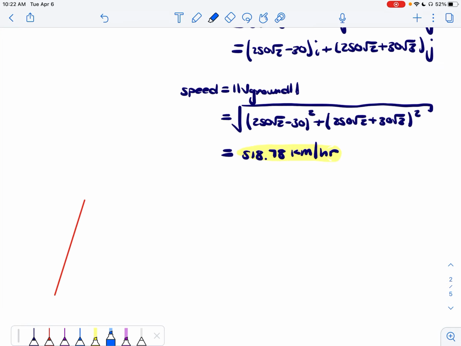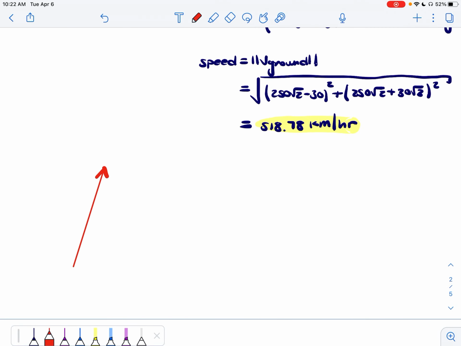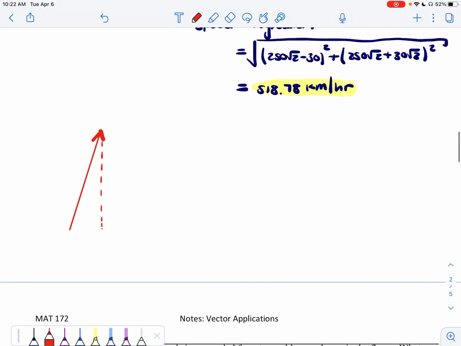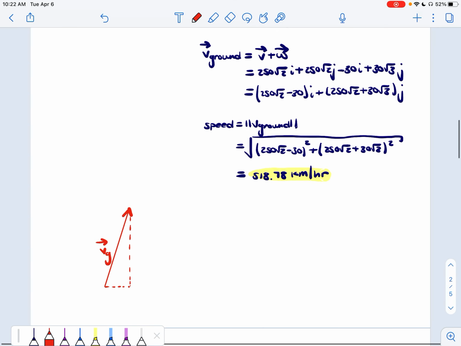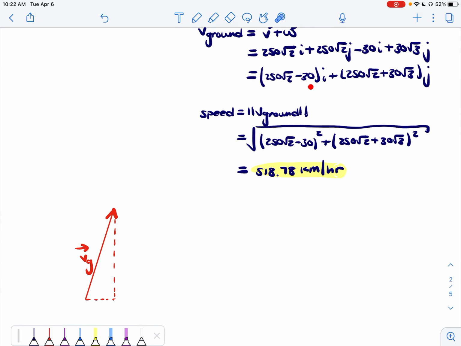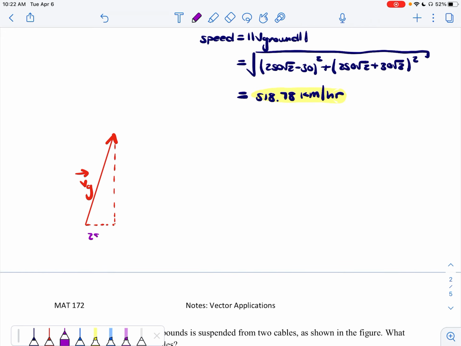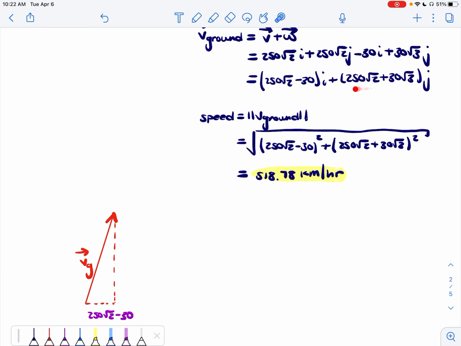Okay, so there was our velocity vector for our plane here. I'm going to go ahead and just draw this out, break it down into its components. Okay, so this was our velocity of the ground. So we found over here that the horizontal component of this vector was 250 root 2 minus 30. And the vertical component of this vector was 250 root 2 plus 30 root 3.